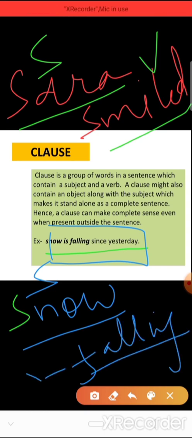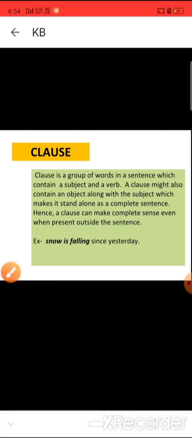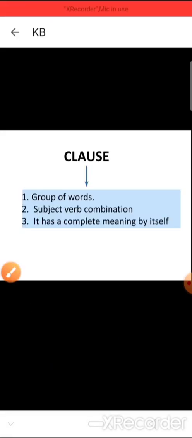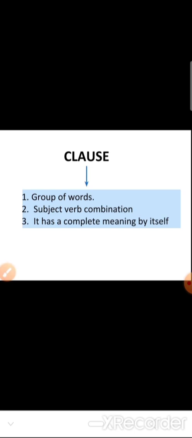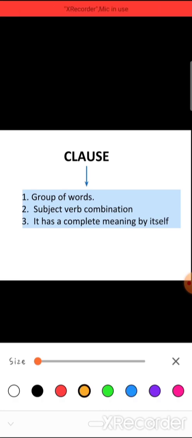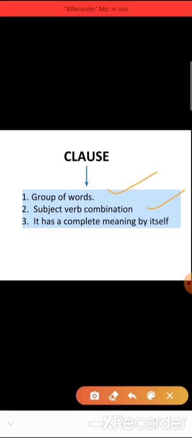That means it is a verb. And again, it is having the subject plus verb combination which makes it complete in itself. And sometimes it might happen that it may also have an object. So it completes its condition, that clause. What is a clause? A clause should have a group of words. Then it should have a subject verb combination, and the third thing is that it has a complete meaning by itself. Let's take an example of this.